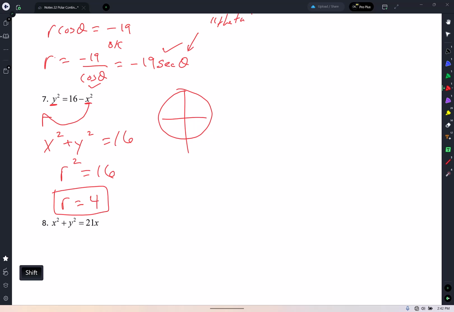Does it matter if you were to format it as y squared plus x squared? Doesn't matter. Same thing, right? A plus b is the same as b plus a.